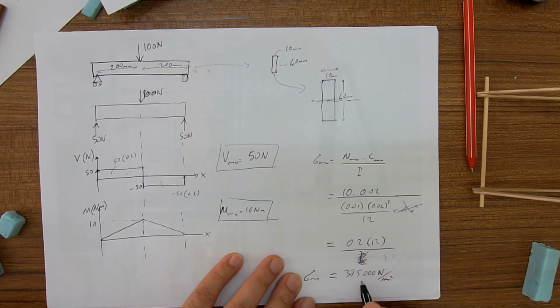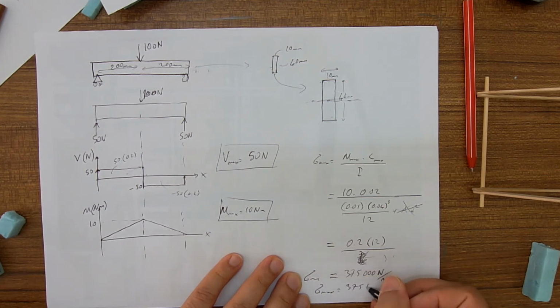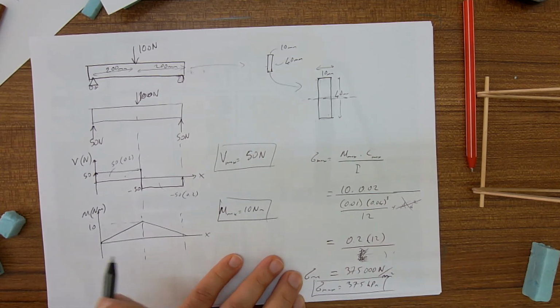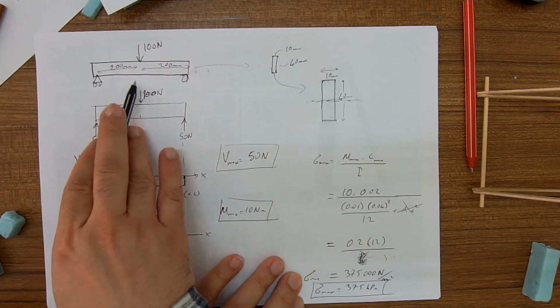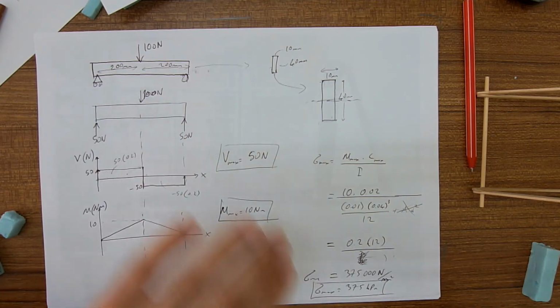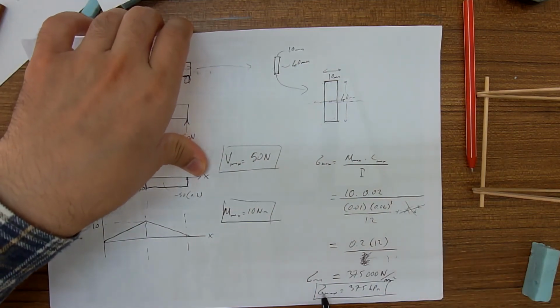It means 375 kilopascal. This is the maximum bending stress that we see on a beam under loading like this. Okay, we found bending stress.